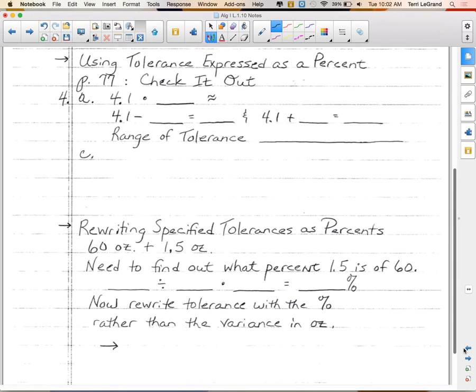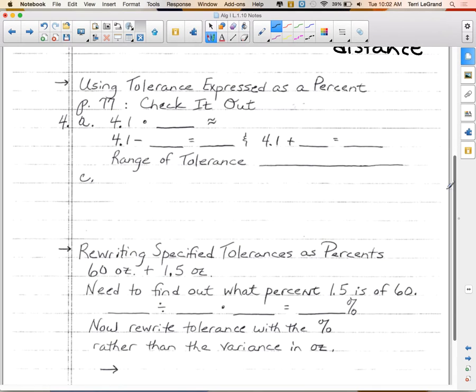But then I also want you to look over on page 77, and I want you to see that they also will express tolerance as a percent. So we're going to work with it both ways. Let's work with it first as tolerance expressed as a percent, okay? So tolerance can be expressed as a percent. So let's look at problem 4A. It looks like we're going to do, at the very bottom of the page, 4.1. I don't know why I didn't write the problem down. So let's write it. 4.1, what is it? What's it measured in? Inches.